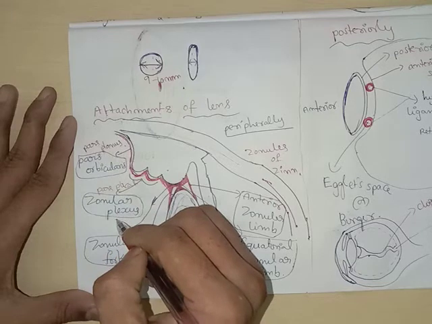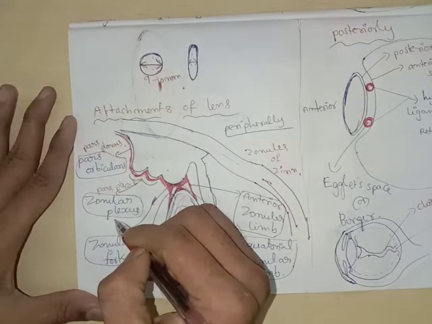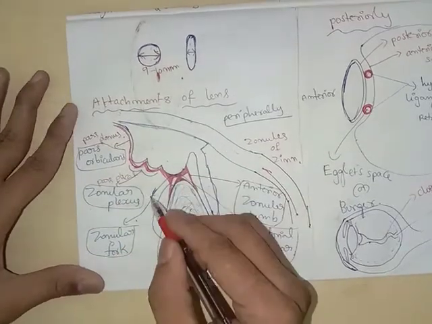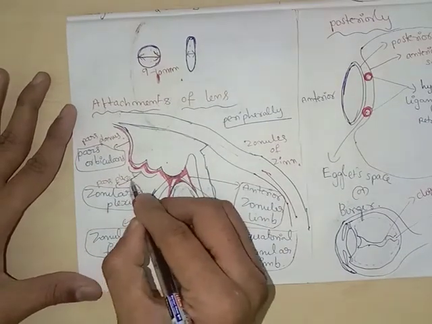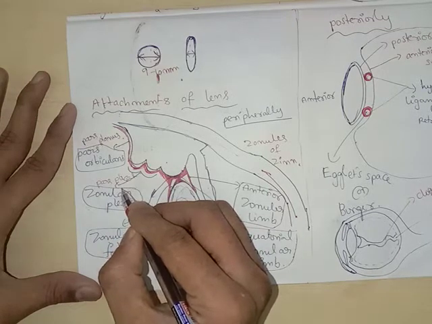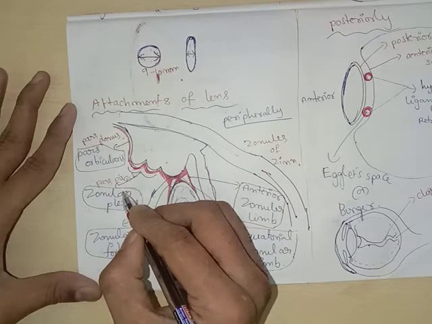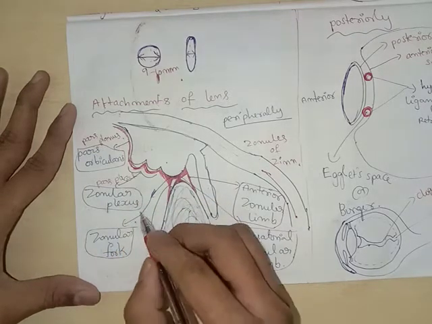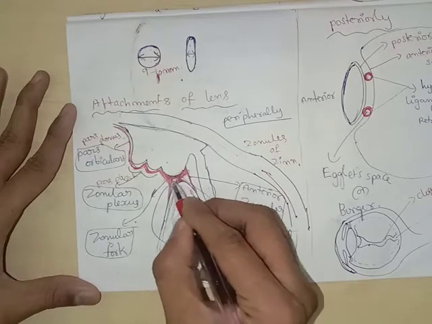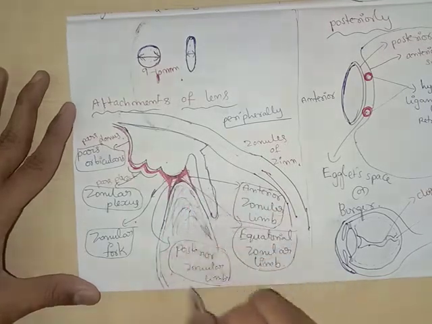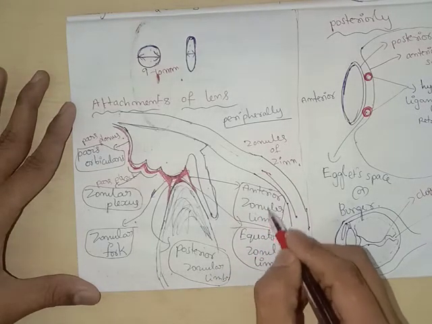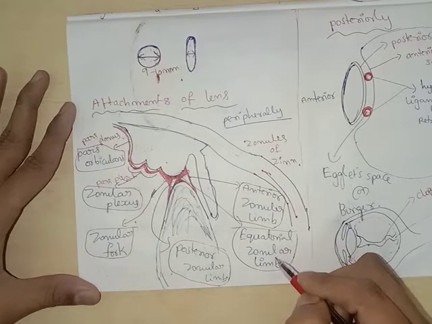This pars plicata is involved in the production of aqueous humor. This is the capillary network. Pars plicata is nothing but a capillary network. It is involved in the production of aqueous humor. Again, the third part is the zonular fork. This is the zonular fork, and there are 3 limbs of zonular fibers. One is the anterior zonular limb, and the equatorial zonular limb.